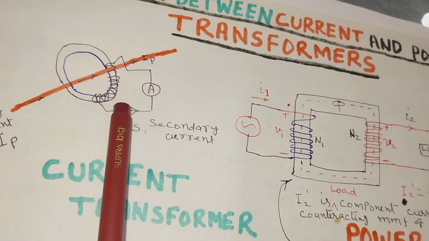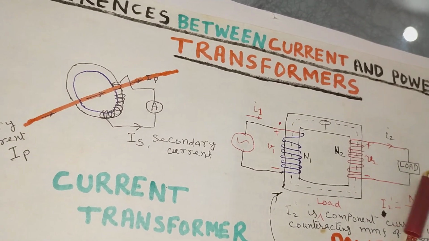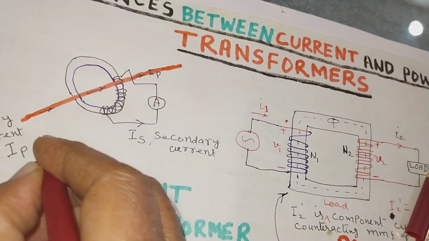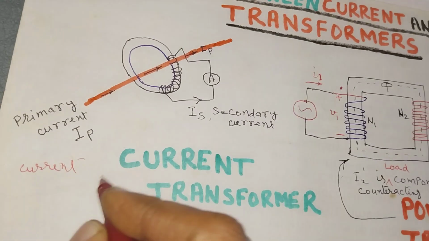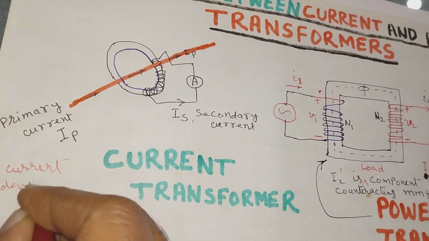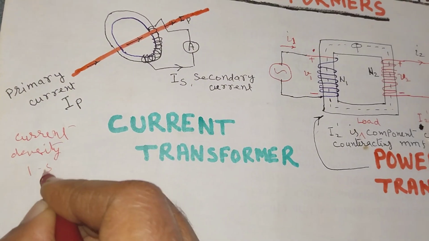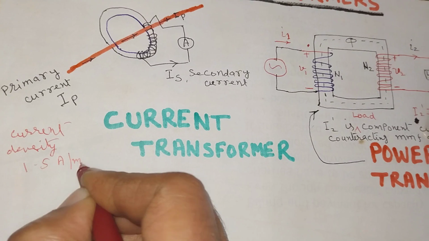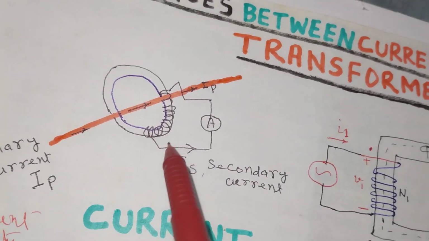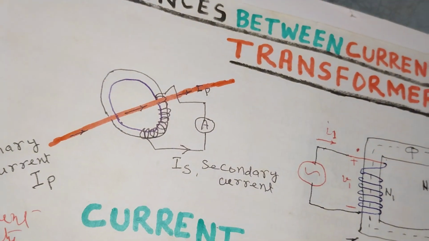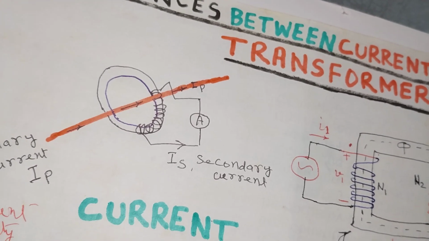It must have very low impedance. That is, for design of CTs, the current densities are selected about 1.5 ampere per millimeter square, and flux density as low as 0.1 Tesla.